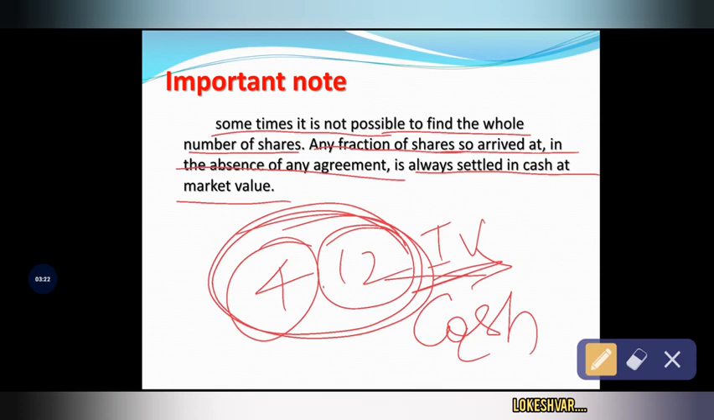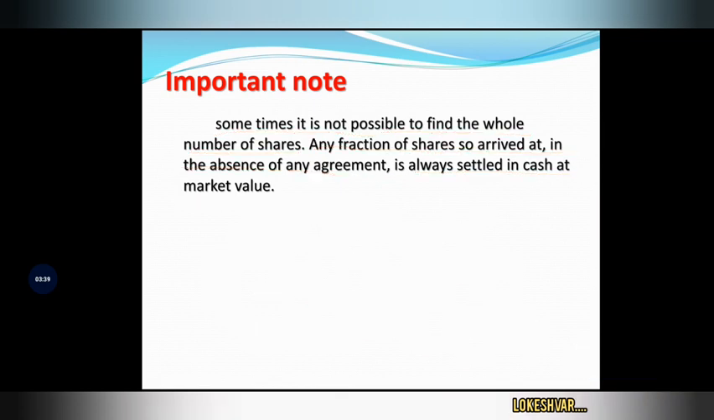So this is a 2 marks, very important concept, and it is also helpful for your UGC NTA exams. That is how the companies are going to settle the fractional shares, in the form of cash. That's it. Okay, so it is a very important concept.